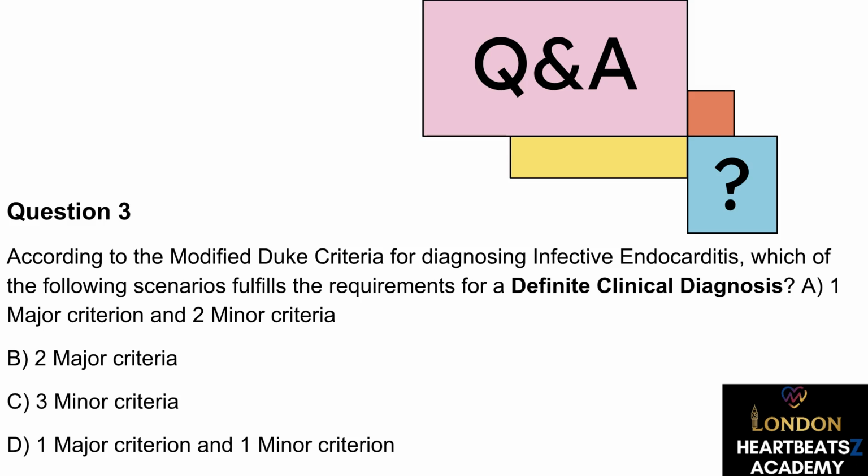Explanation: To secure a definite clinical diagnosis using the modified Duke criteria, a patient must meet either 2 major criteria, 1 major plus 3 minor criteria, or 5 minor criteria. Major criteria primarily include positive blood cultures for typical organisms, drawn from persistent, separate sets, and echocardiographic evidence of endocardial involvement, like a mobile vegetation, abscess, or new valvular regurgitation.